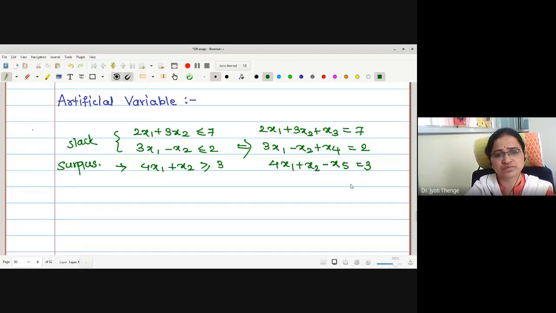Minus x5, x5 is equal to 3. And the basic variables we were selecting, the matrix corresponding to the basic variables forms the identity matrix as a submatrix of A.